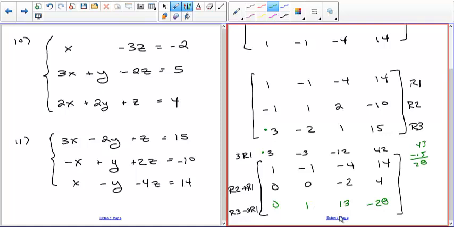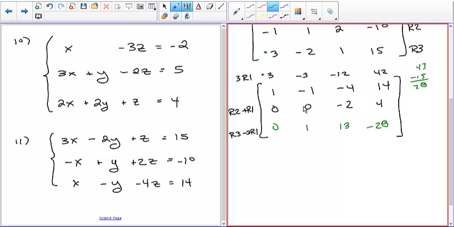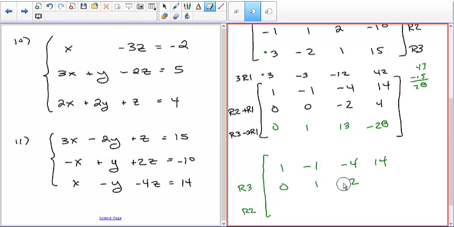I think it's okay. Now, at this point, I want to get a 1 here, but I've already got a 0, but I've got a 1 there. So what I can do is switch. This row 3 becomes row 2, and row 2 becomes row 3. So that becomes 1, 0, 1, -2. Oh, pardon me. Got the wrong stuff down here. That's why you got to really be careful. 0, 1, 13, -28. And then this row is 0, 0, -2, 4.